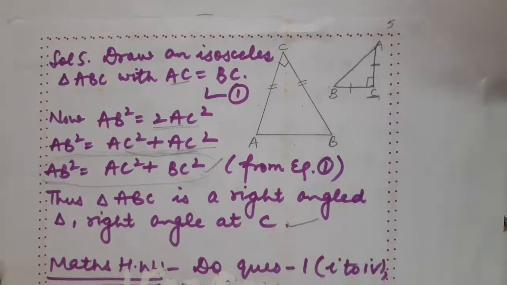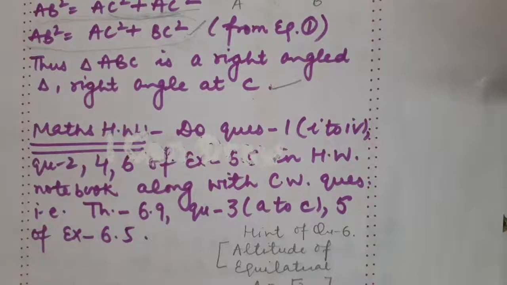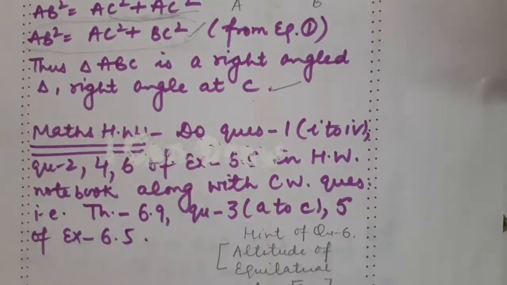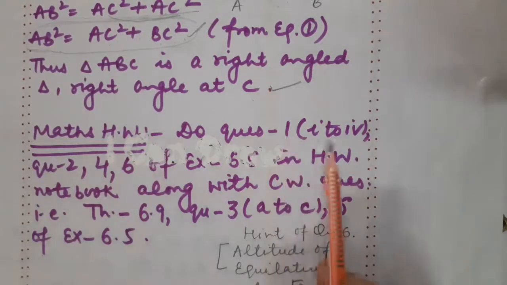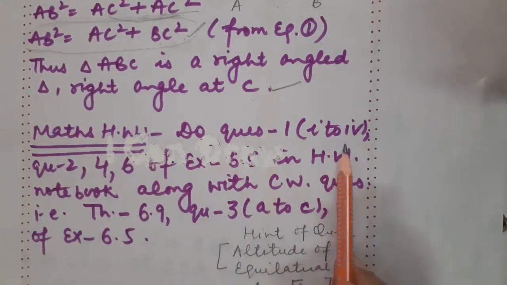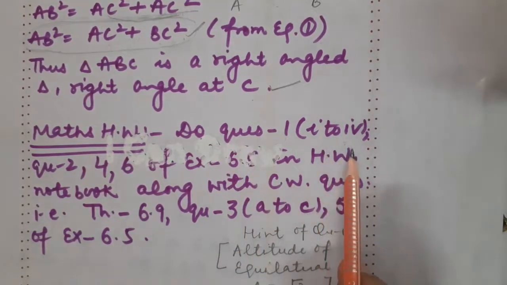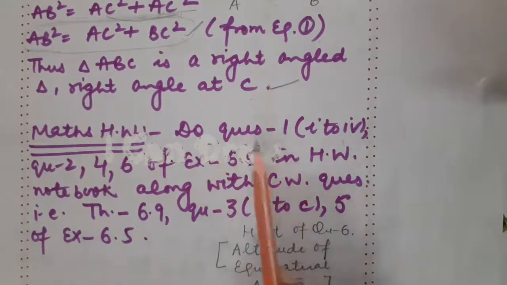Got it? So that's it for the day. Please note your mathematics homework. Your maths homework is that you have to do question first, all 4 parts. Let me tell you what is there in these 4 parts. You will be given 3 dimensions. 3 sides of a triangle are given. You have to just check whether those 3 sides belong to a right angled triangle or not.